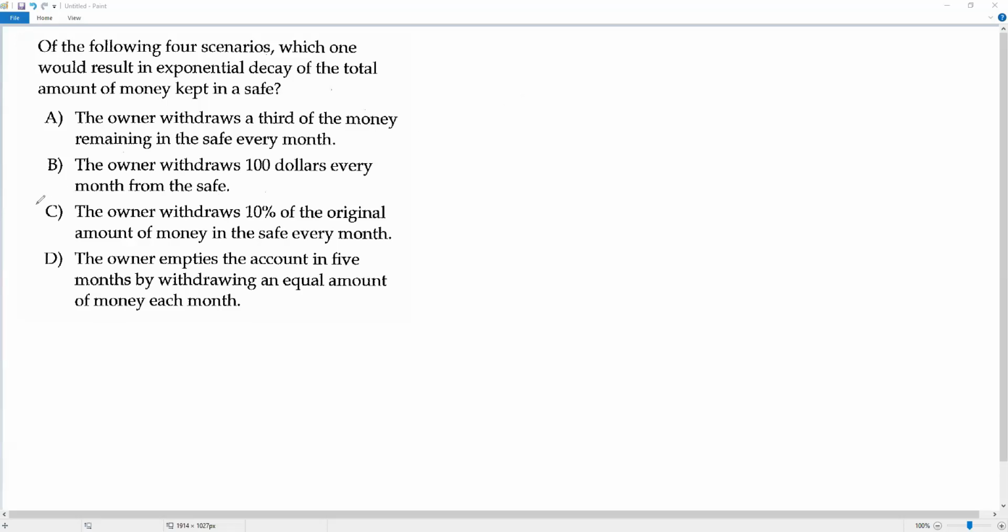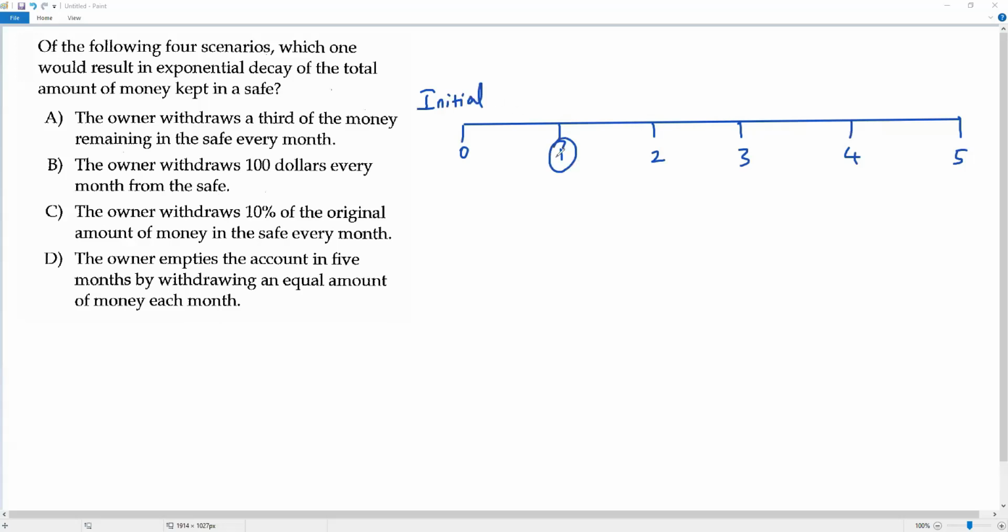Let me draw a number line which represents the time. So here we have 0, 1, 2, 3, 4, 5. This 0 represents the initial time. This one represents the end of the first month. This is the end of the second month, and so on. Now we can assume that the owner has $900 in the safe initially.